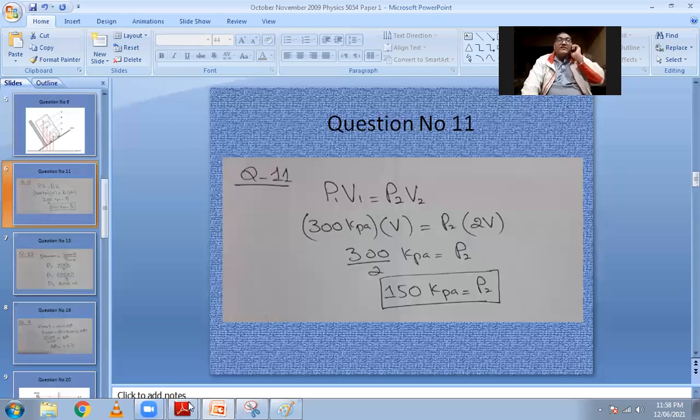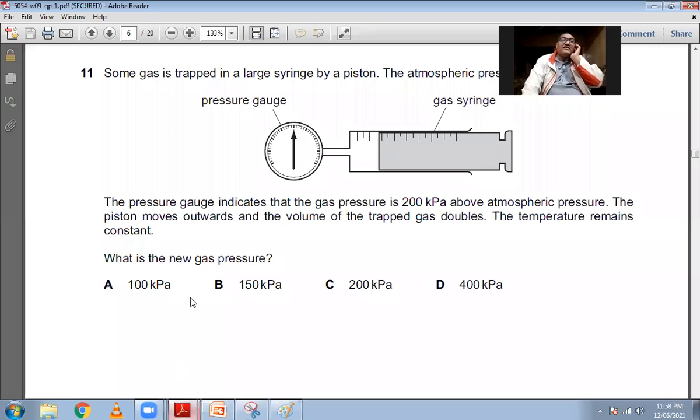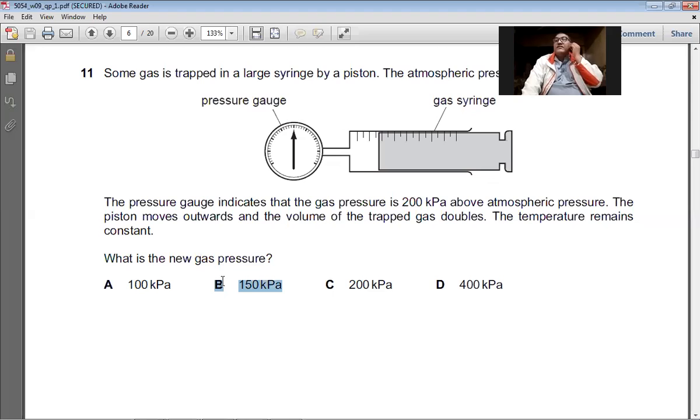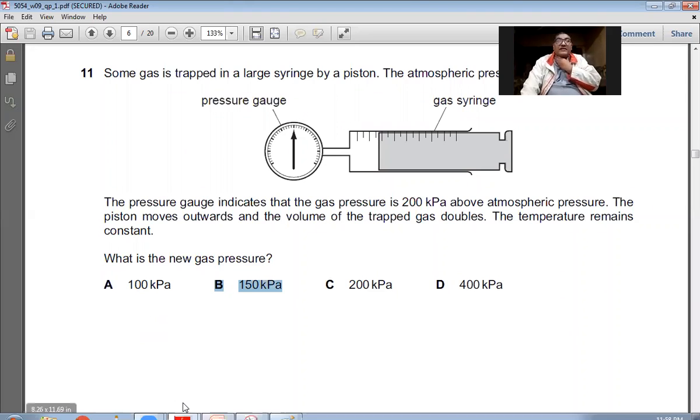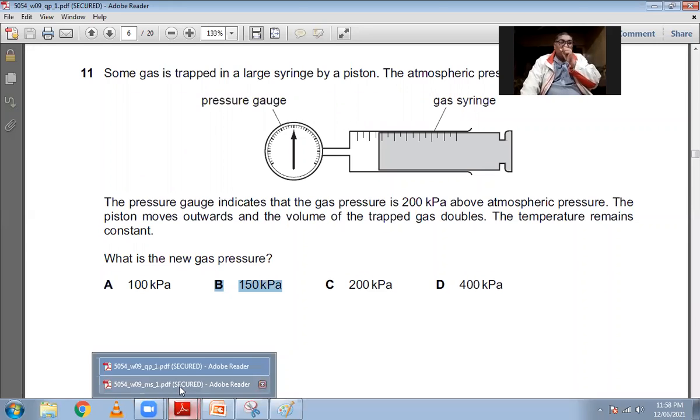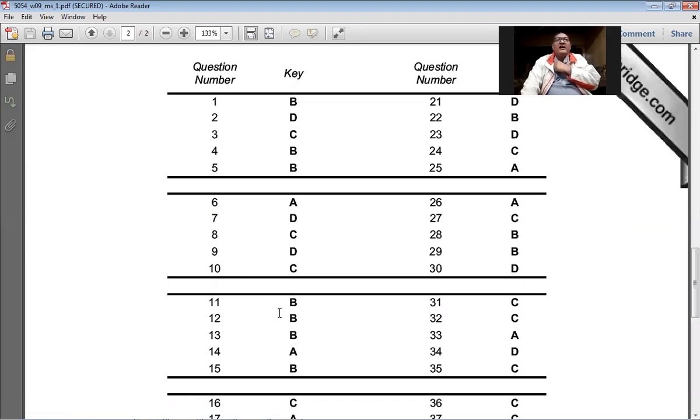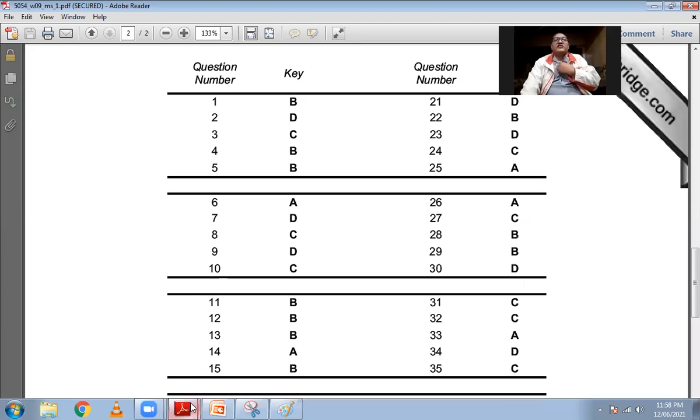So let's check 150 kilopascal. Do we have this answer? What's the new gas pressure? That's 150 kilopascal. So B looks the right answer. Question number 11, B is the right answer, sir.